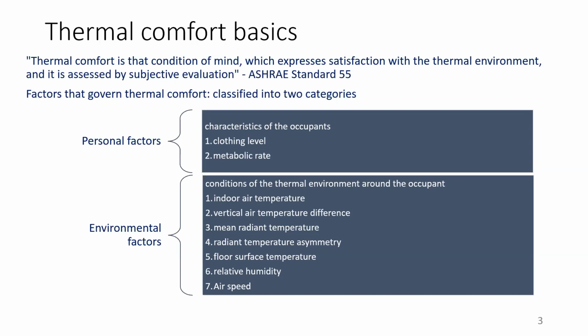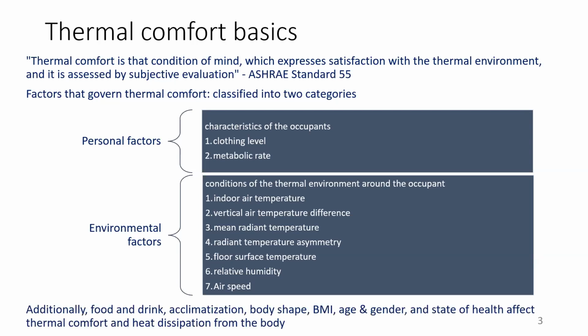Mean radiant temperature, which takes care of the radiative heat transfers from different surfaces around the occupant. Radiant temperature asymmetry, this is the difference between the radiant temperature on opposite sides of the occupant. Floor surface temperature, relative humidity, airspeed, all of these are the remaining environmental factors that govern thermal comfort.